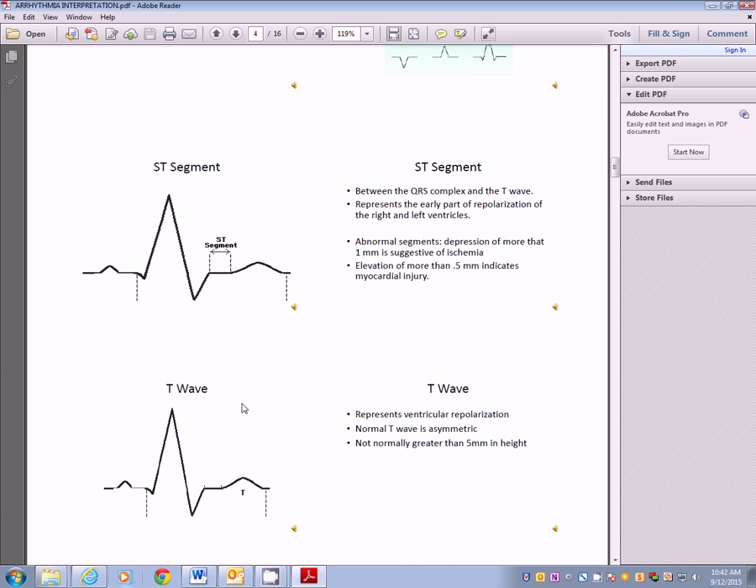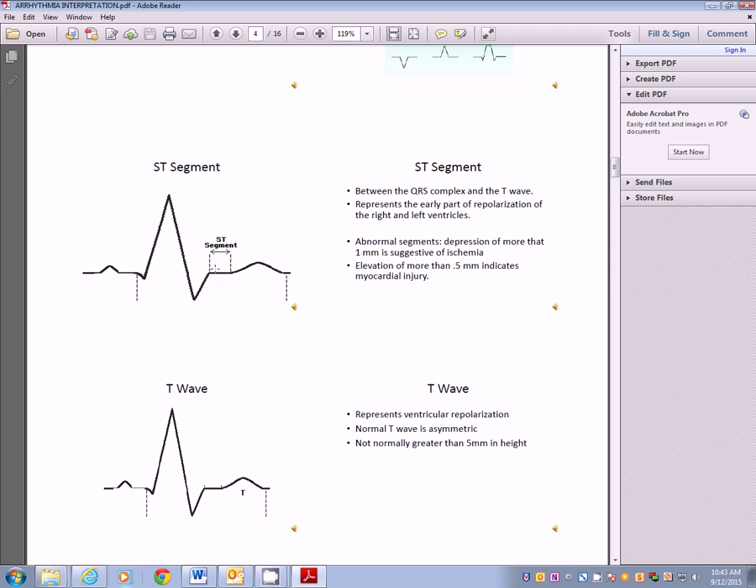All right. Now the ST segment, if you'll remember, was at the end of the S, which is what we would measure here. If we were measuring QRS, we'd measure here to here. But the ST segment starts where the flat line starts to right beginning to where it goes uphill to the T, okay? You are not going to have to measure the ST segment. Just know that it does exist. It's between the QRS complex and the T wave, and it represents the early part of repolarization of the ventricles. Abnormal segments, like depressions of more than 1 millimeter, are suggestive of ischemia.